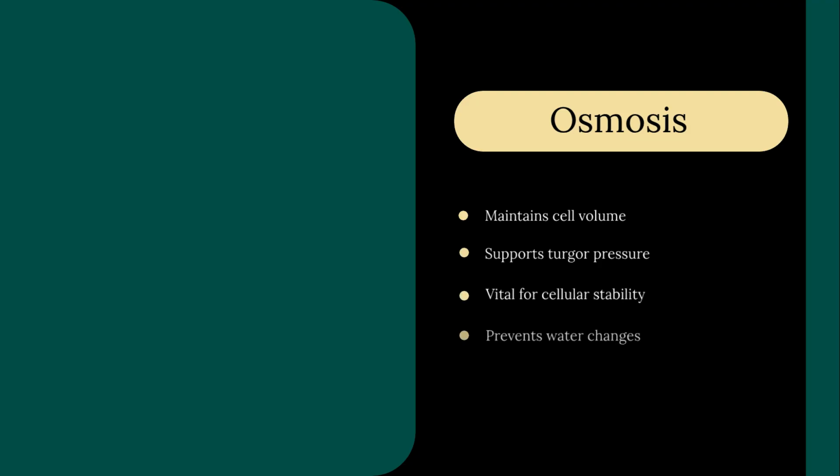Osmosis maintains cell volume and internal balance. It involves water movement across membranes. In plants, it maintains turgor pressure for support. In animals, it prevents excessive water changes. This process is vital for cellular stability.